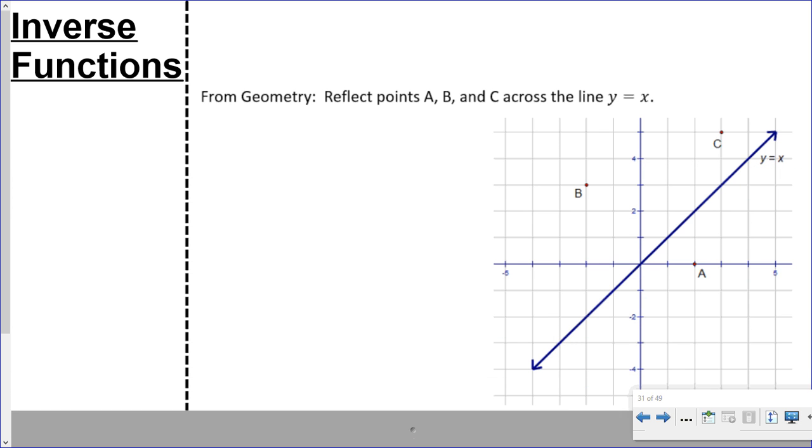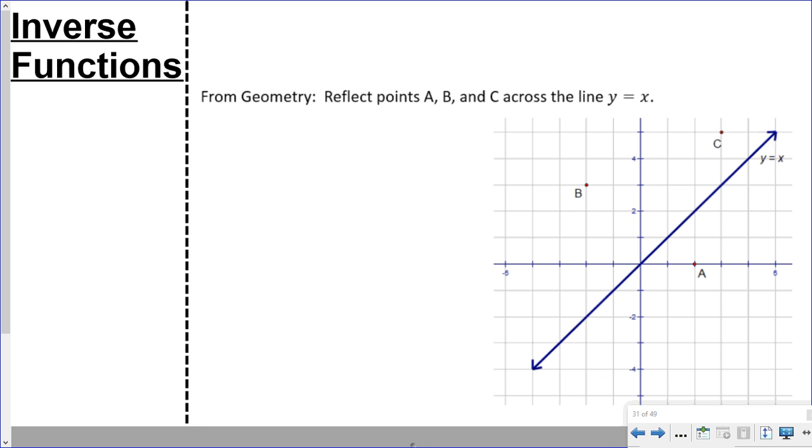All right, so the first thing I want us to look at is a little bit of geometry and how this relates to inverses. So from geometry, we're going to reflect point A, point B, and point C across this y equals x line here. Okay, so to remind you how we do that, here's A, and you're going to measure diagonally. Since y equals x is a diagonal line, when you do the reflection, you're going to measure diagonally. So notice that this is one diagonal away from there. So I go one diagonal here. So there is A prime.